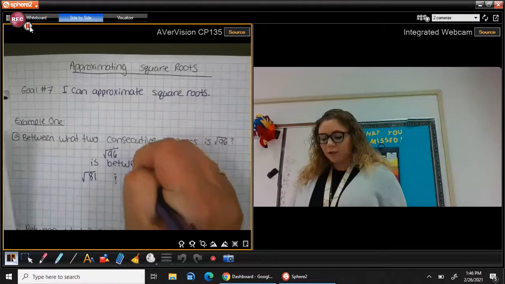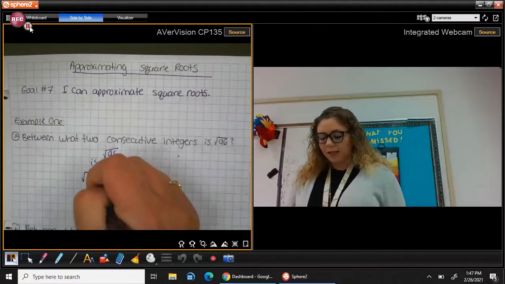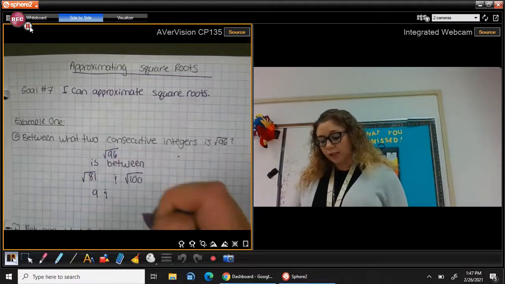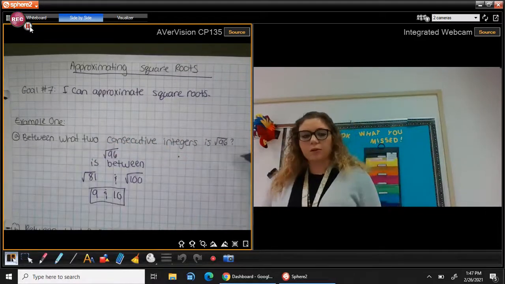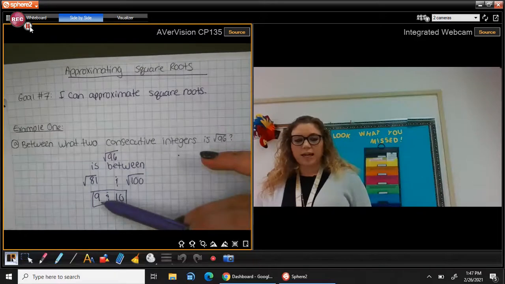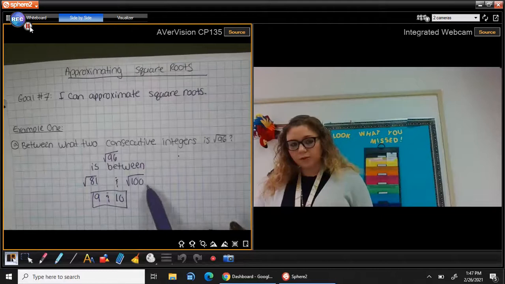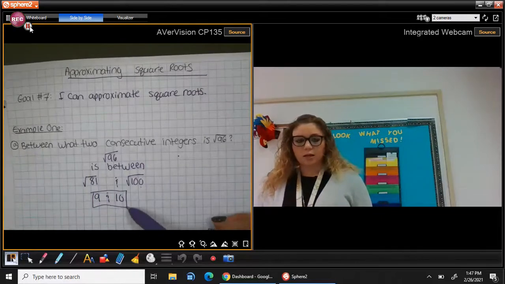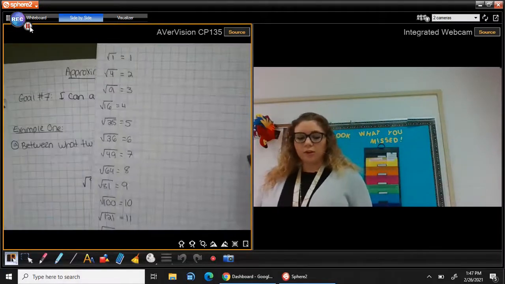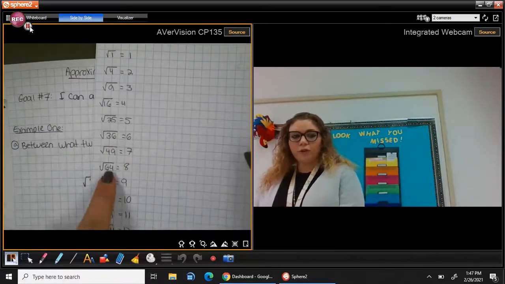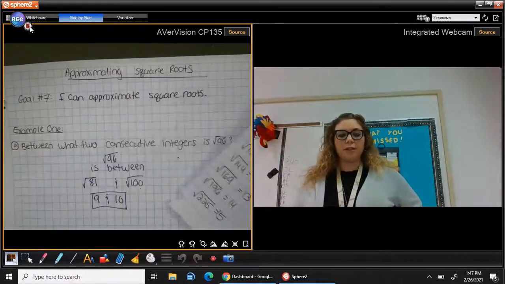Now to find the integer, you just do the square root. So the square root of 81 is 9. The square root of 100 is 10. So the two consecutive integers of the square root of 96, it's going to be between 9 and 10. Again, you have to look at the perfect square roots, and then find the integers that go along with it, and that's going to be your answer. So again, you're just looking over here and you're seeing what two perfect squares that integer falls between, and it falls between 9 and 10.